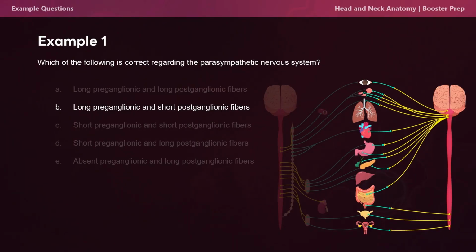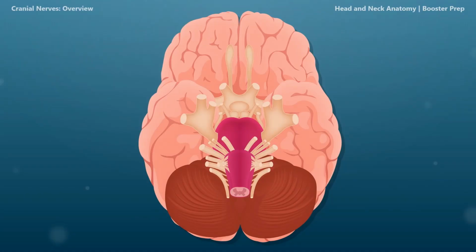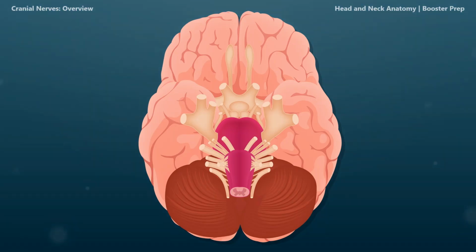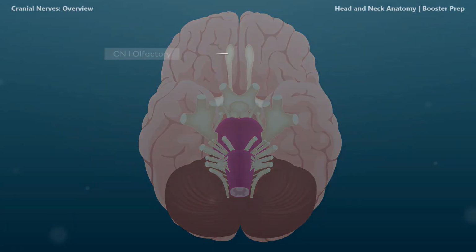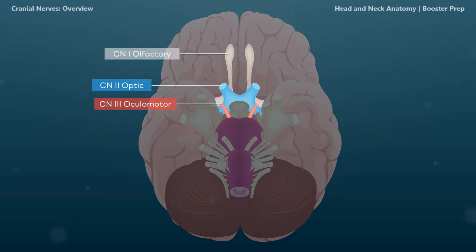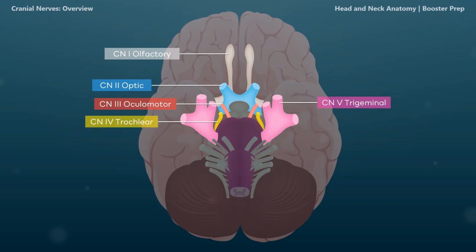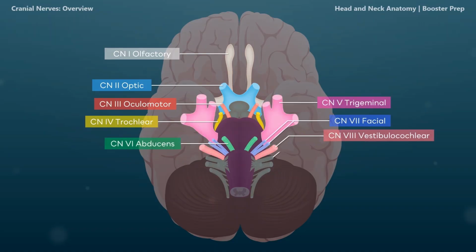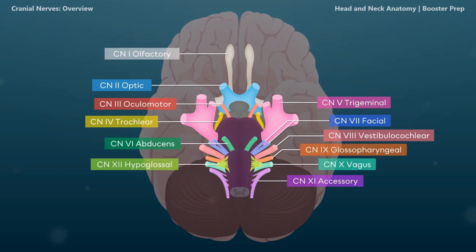Alright, now let's get into the meat and potatoes of this presentation. We have 12 cranial nerves, and we'll go through each nerve one by one and point out high-yield information along the way. Let's start off by listing these nerves. So the first one is olfactory, then optic, oculomotor, trochlear, and trigeminal. And then we have abducens and facial and vestibulocochlear. And then we have glossopharyngeal, vagus, accessory, and hypoglossal.